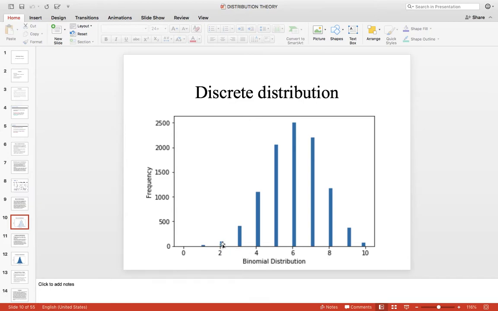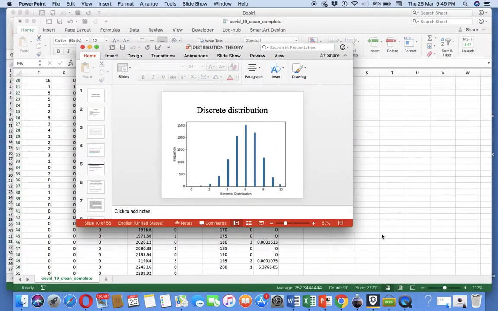So this is the probability of this value. This is the probability of 3. This is the probability of 4. This is the probability of 5. This is the probability of 6, and so on and so forth. Since it's a discrete distribution, you don't get values in between. You get only for 2, for 3, for 4. So you use discrete distributions when the data is discrete, as in this case.